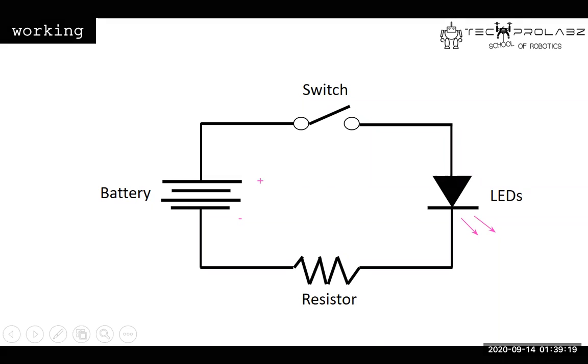So I told you that current flows from negative to positive. So current will flow something like this, right? So here also, for the LED, it should be positive here and it should be negative here, right? So in this way we can connect.